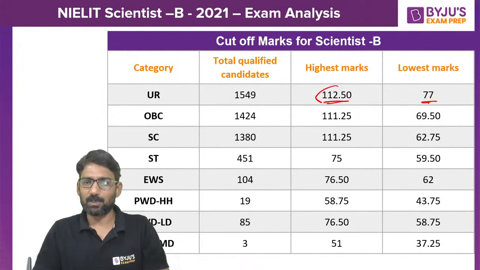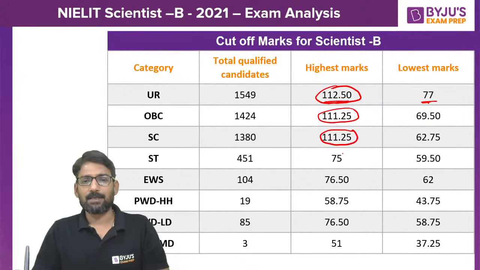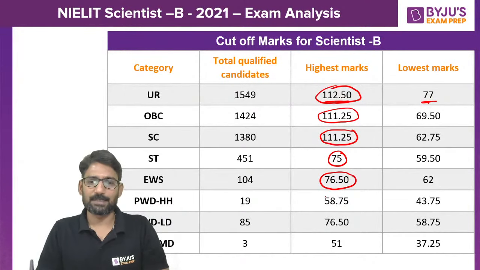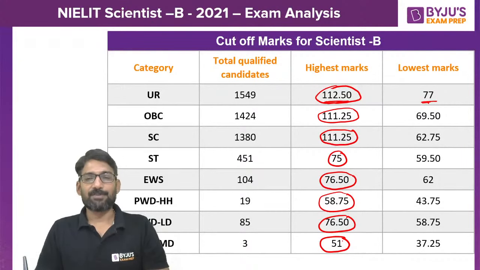112.50 was for unreserved, and for OBC category it is around 111. Even for SC, ST you can see 75, and EWS category, economically weaker section, 76, and for PWD candidates, you see, 58, 76 and 51.